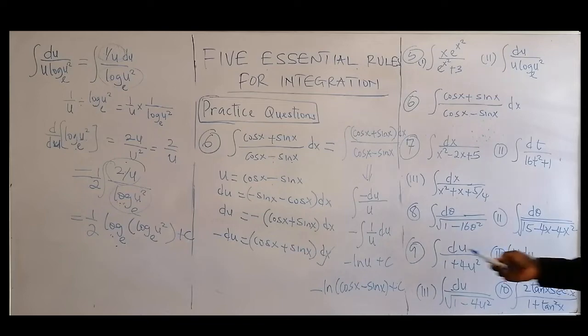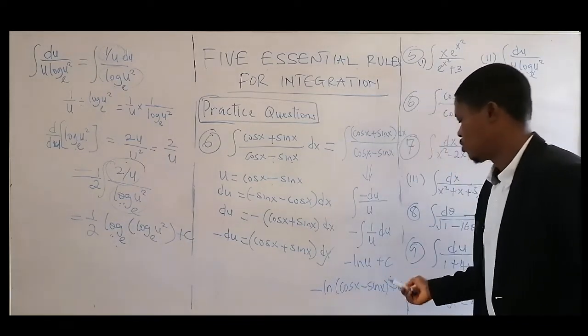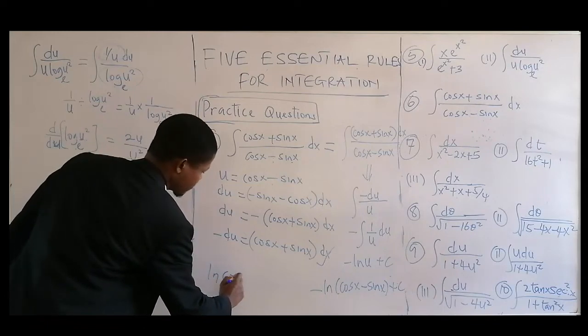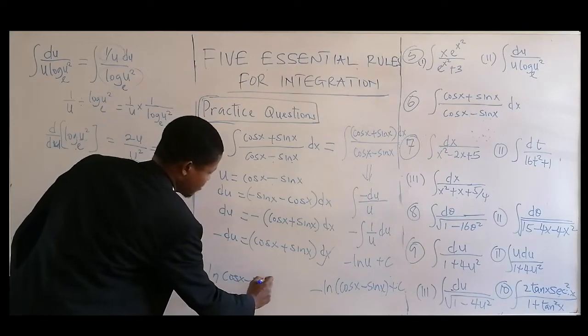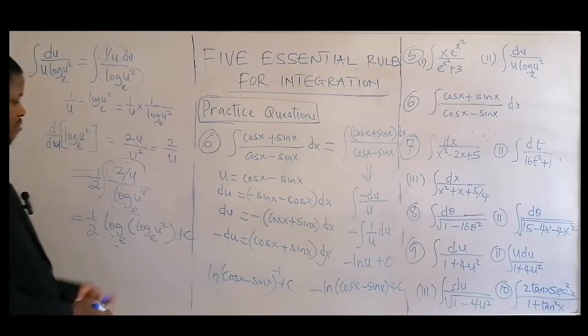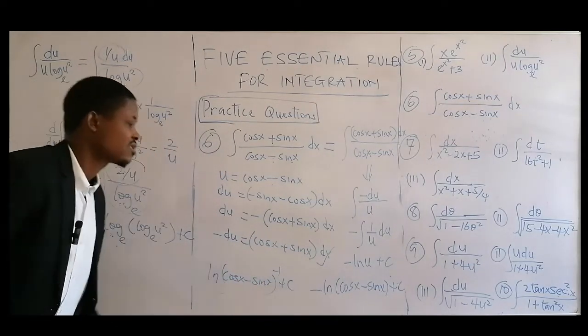And if you want to go further, you can take this minus up on top, which will become ln of cos x minus sin x, all to the power of minus 1, plus c. So that will be equal to 1 over that.